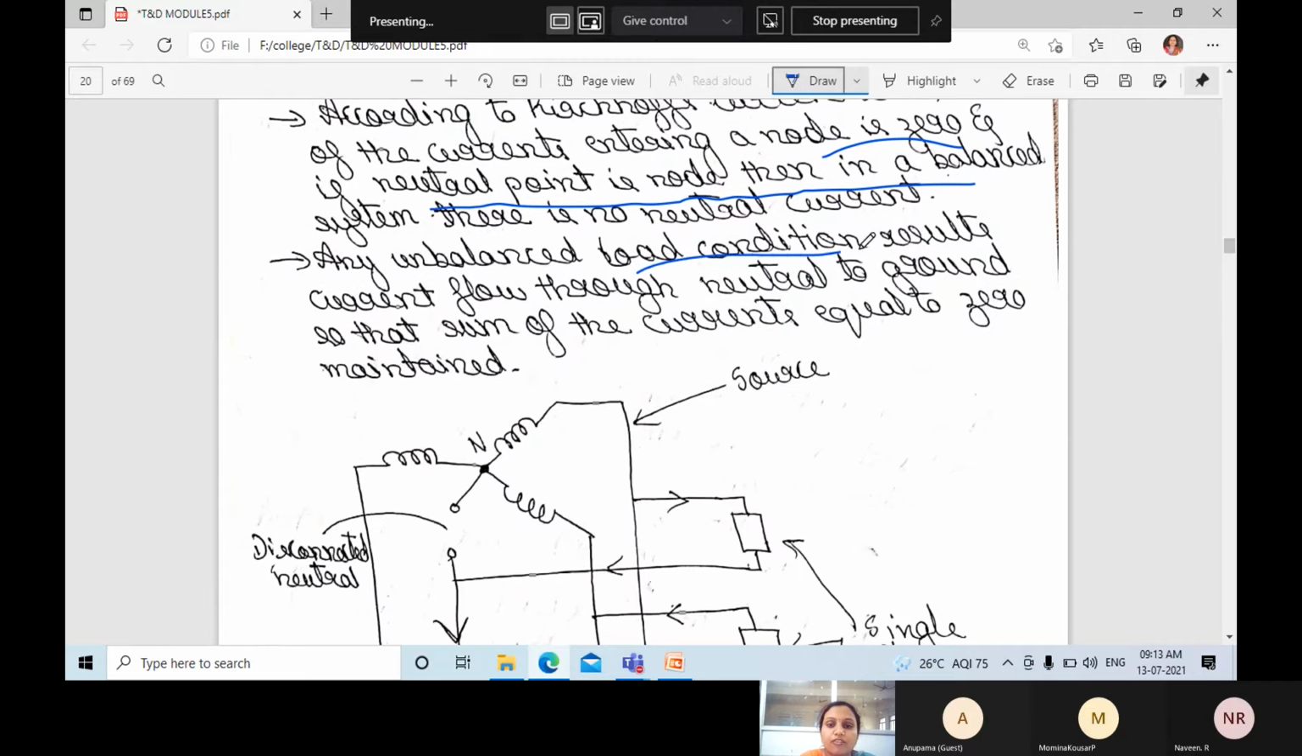Unbalanced load conditions. For unbalanced load conditions, current flows through the neutral to ground so that the sum of the currents equal to zero is maintained. In unbalanced load conditions, what happens here? The current flows through the neutral to ground. If you calculate the sum of the currents, it will be equal to zero.